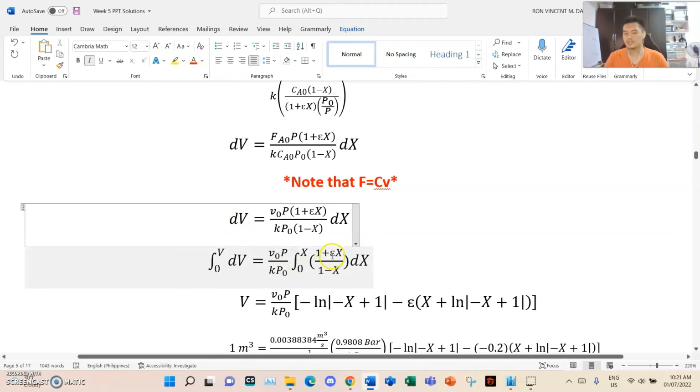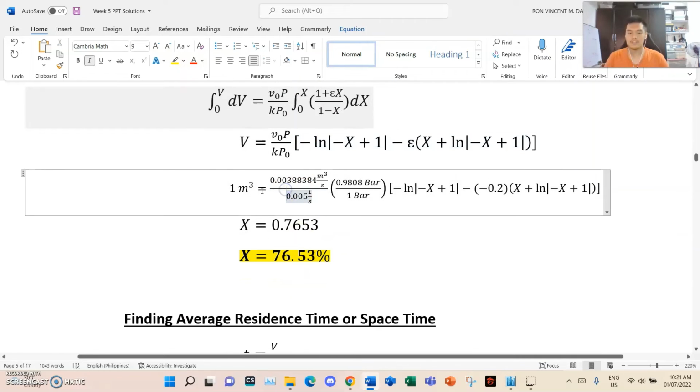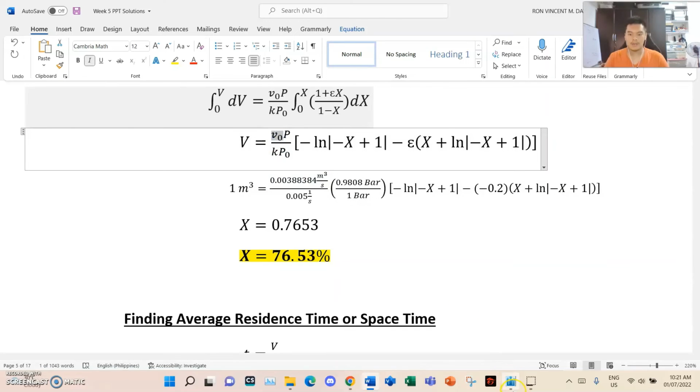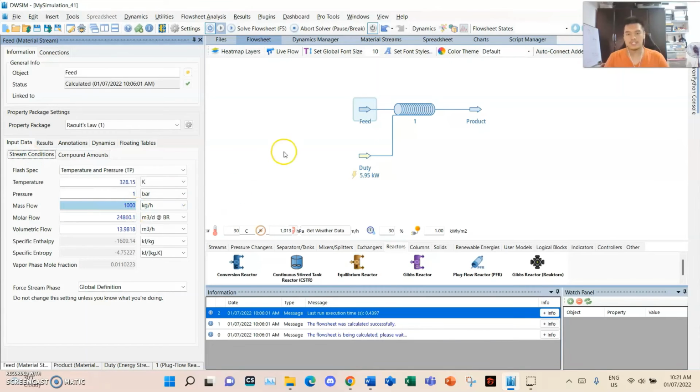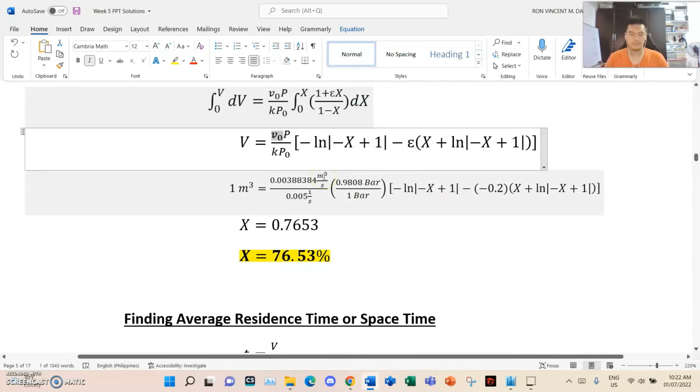Integrating from 0 to v and 0 to x respectively, we have this equation, substituting everything from the given volume value and our given data. The inlet volumetric flow rate, I obtained it from the simulator, and the reason why is because it is in a feed stream. This is essentially from the given data, and this is calculated automatically using DWSIM. To ease calculation, rather than calculating the inlet volumetric flow rate manually, I just acquired the value from here. It is in meters cubed per hour, and I put it here in meters cubed per second.